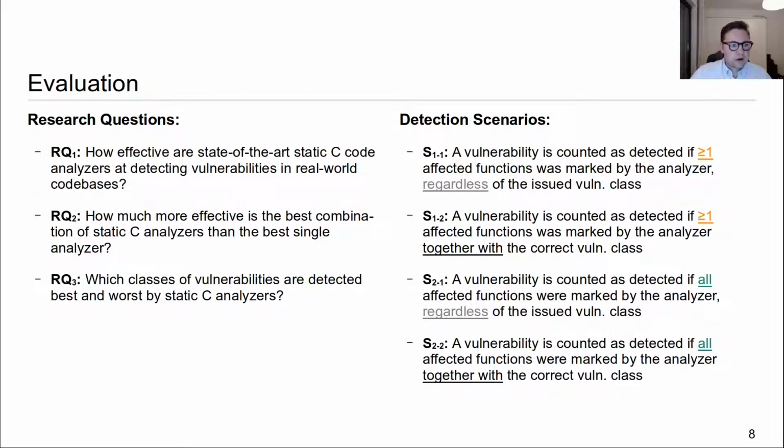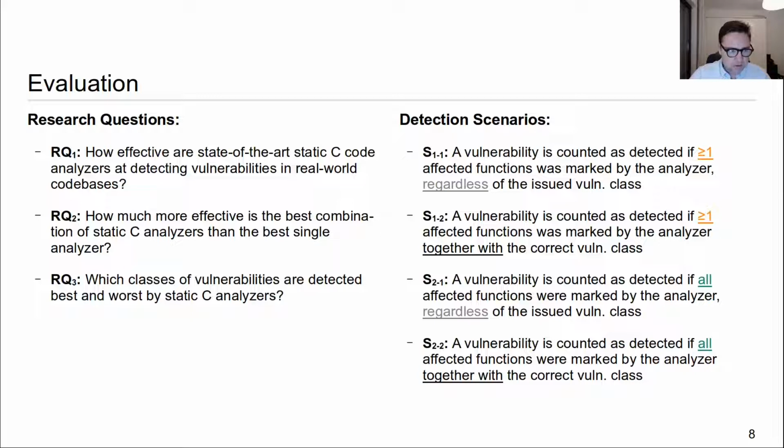So now let's talk about the actual evaluation and the research questions that we are answering here. We have 3 research questions. The first one is basically asking how effective are state-of-the-art tools at detecting vulnerabilities in real-world code bases. The second one builds on top of it and is asking how much more effective can we be when using multiple of these tools in combination as compared to using only one tool. And the last research question is concerned with the effectiveness of these tools when it comes to different classes of vulnerabilities.